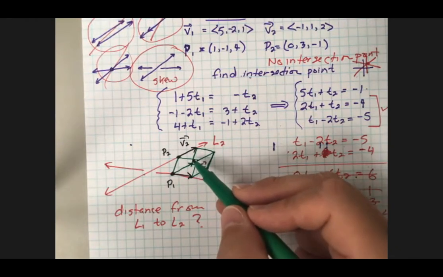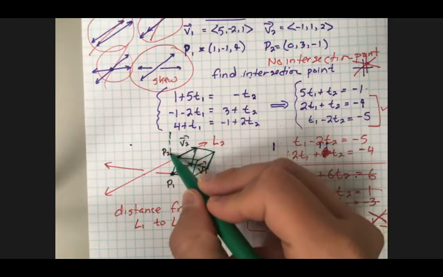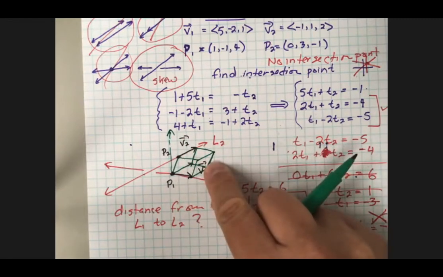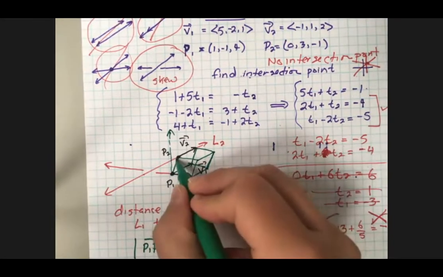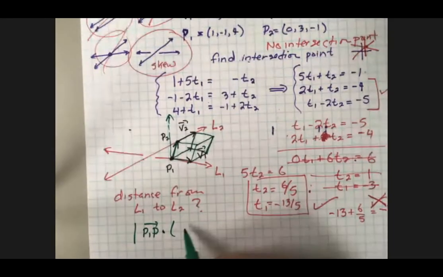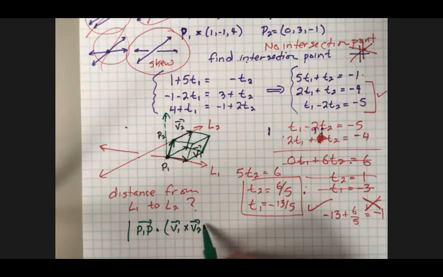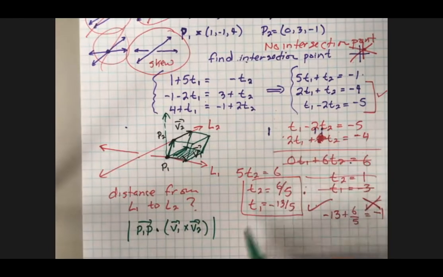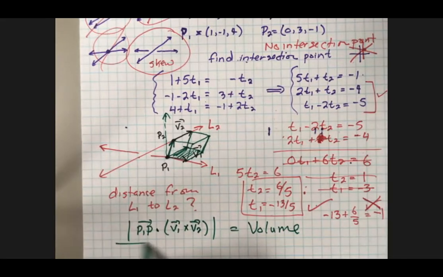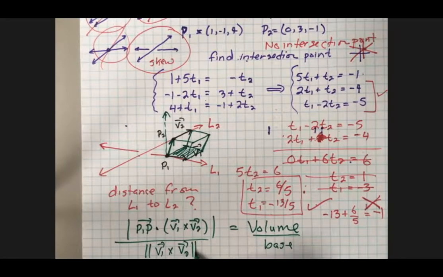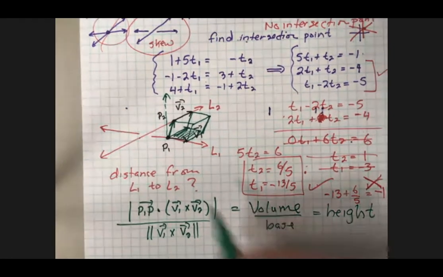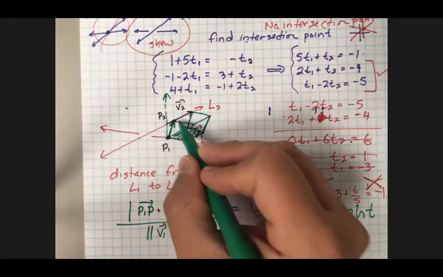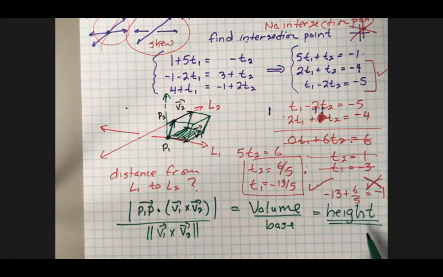And then what am I going to do to find the distance between the 2 lines? The distance between the 2 lines, if I translate it over, is the height of this box. Now, what's the volume of that box? P1P2 is the vector that connects the 2 base points. I dot that with V1 cross V2, because that gives me the floor of that parallelepiped. This is the volume of the parallelepiped. I divide by the base area of the parallelepiped. And what do you get when you divide volume by base? You get height. And you get the height of this parallelepiped, which is the projection onto a normal line. Normal line was created by V1 cross V2. So you get the height of this parallelepiped.